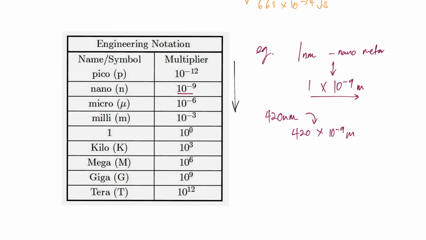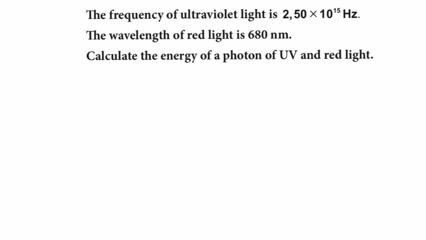Alright, so the two things that we're going to work with now, let's just do a little example. The first thing over here says the frequency of ultraviolet light, UV light, is 2.50 times 10 to the power of 15 hertz. And then they say to you the wavelength of red light is 680 nanometers. Calculate the energy of a photon of UV and of red light.